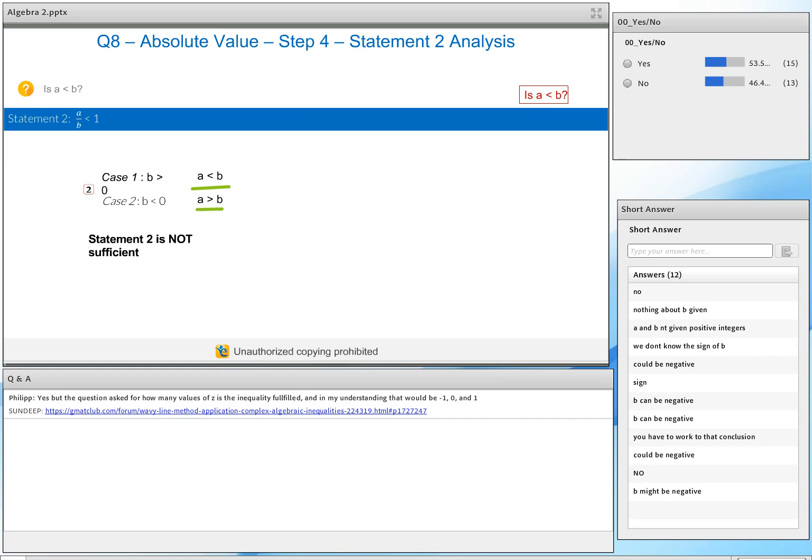So really, you cannot simply say a is less than b looking at statement number 2. You have to consider the two cases. Case one where B is negative, case two when B is positive. And then you figure out what it is that you get from this inequality. So statement 2 is also not sufficient.